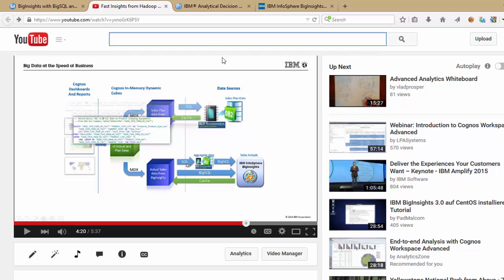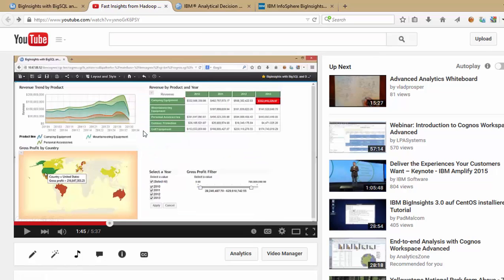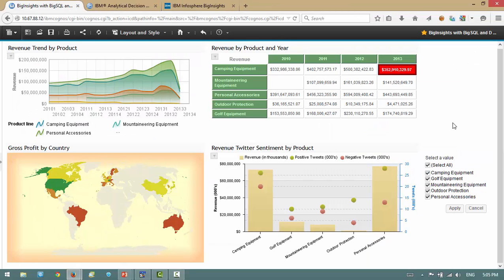In a previous demonstration posted here, we demonstrated how Cognos can provide speed of thought analysis out of BigInsights with the help of Blue Acceleration and Cognos Dynamic Cubes. You can see the SQL that Cognos generated, as well as the end results in terms of charts and graphs for the end user. This is what we call descriptive analytics, which tells us what has happened. In today's demonstration, with the help of IBM SPSS, we will take this further into predictive and prescriptive analytics.